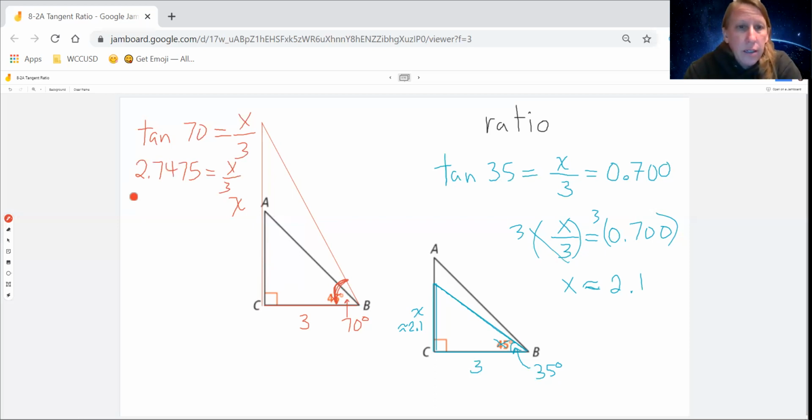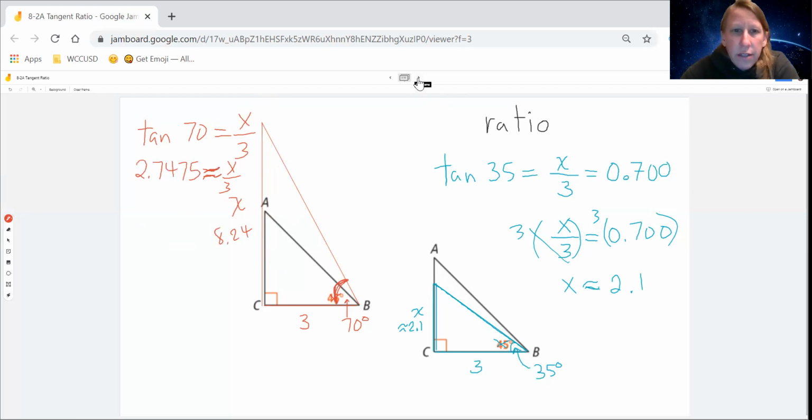I put a link. And then if I want to know how long this side is, I'm going to change this to an approximate. Then I can multiply that by 3, and I would get about 8.24. So x is around 8.24. Is that reasonable? Does it seem like it's that long? Maybe my angle wasn't right. It might be that 70 should be a little bit bigger.